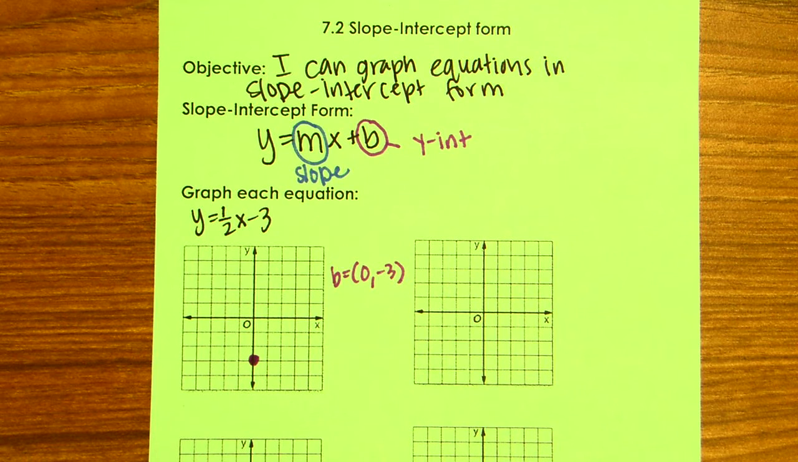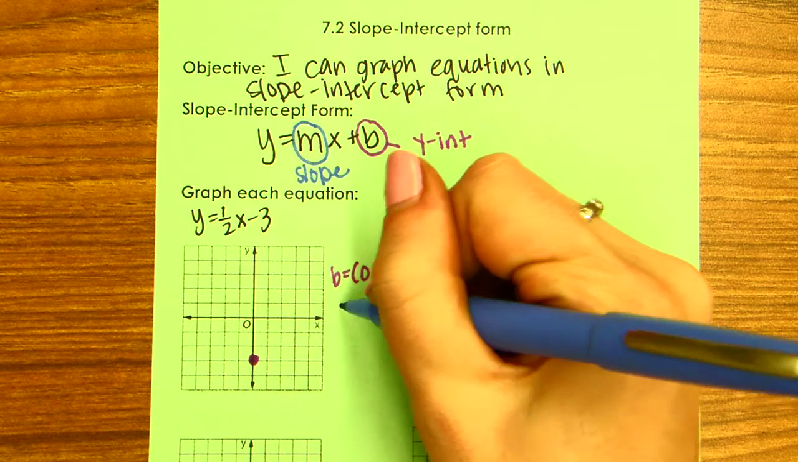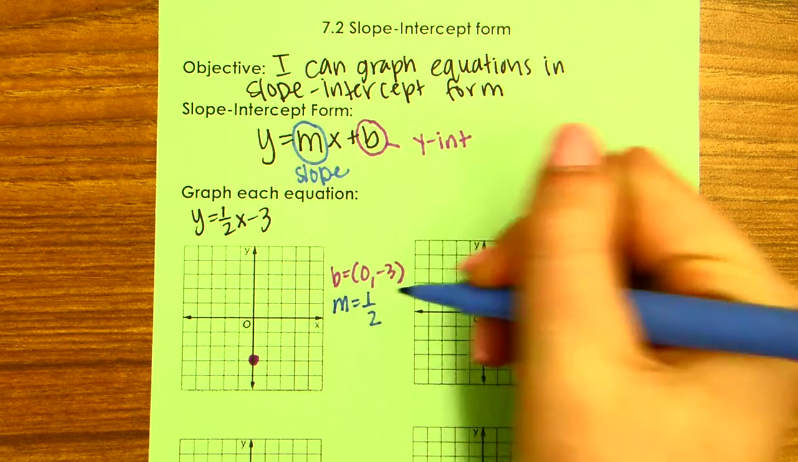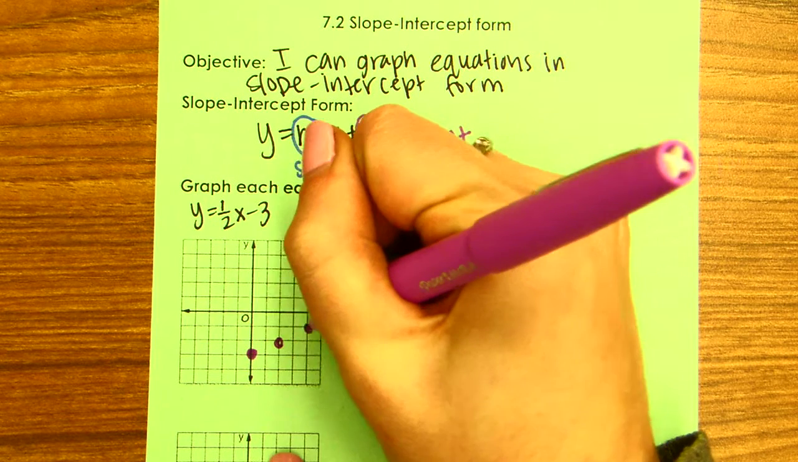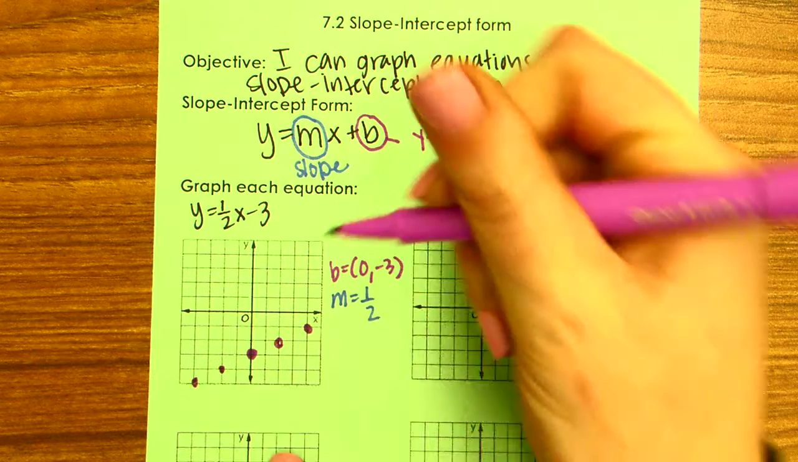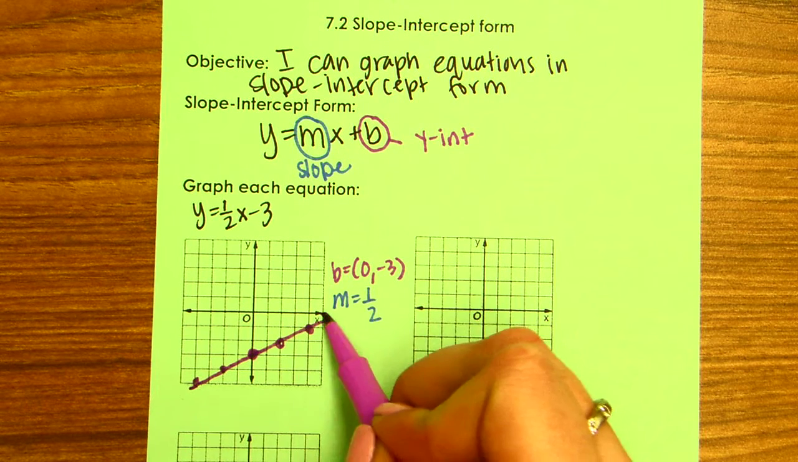Then I find the slope. The slope is positive 1/2, because I have a 1/2 in front of the x. So then from that dot, I go up 1 over 2, up 1 over 2. And then I connect my dots to make a line.